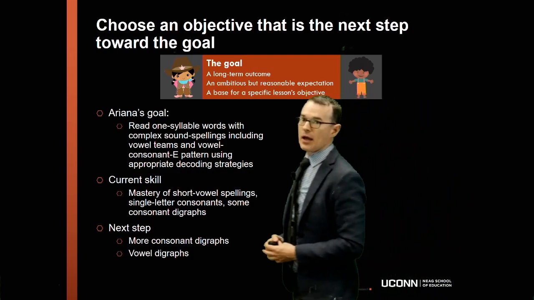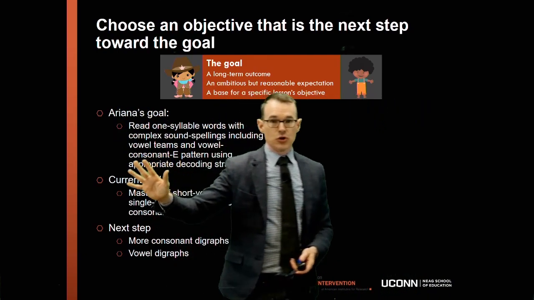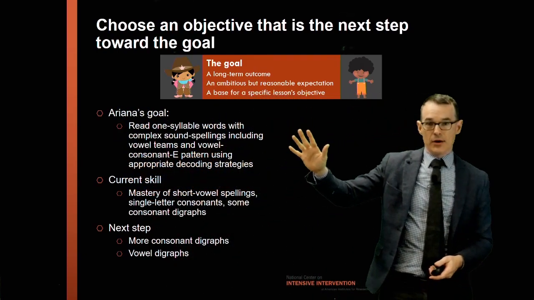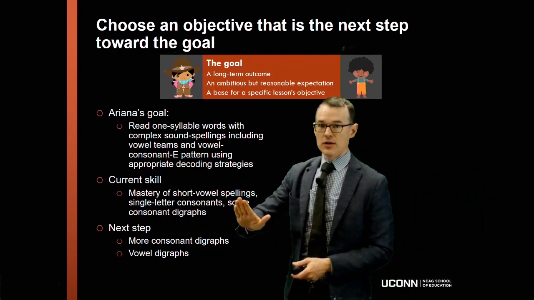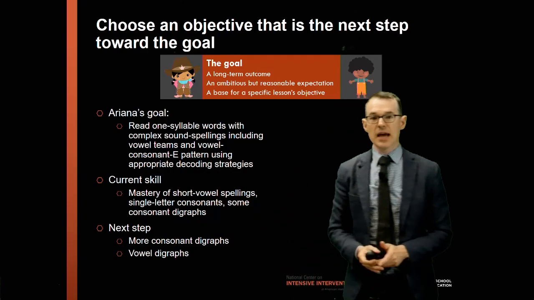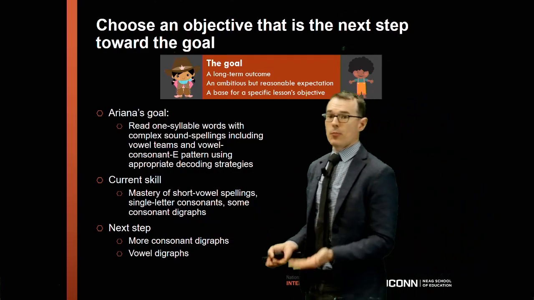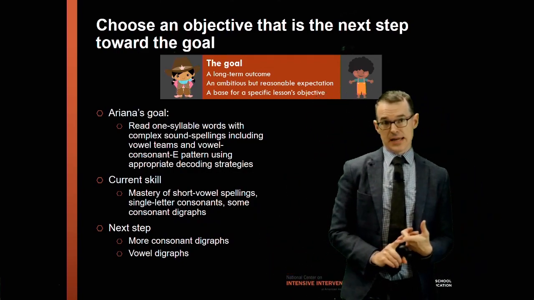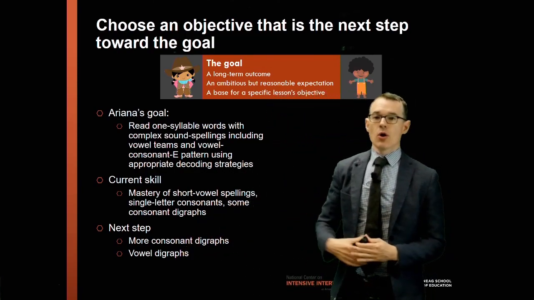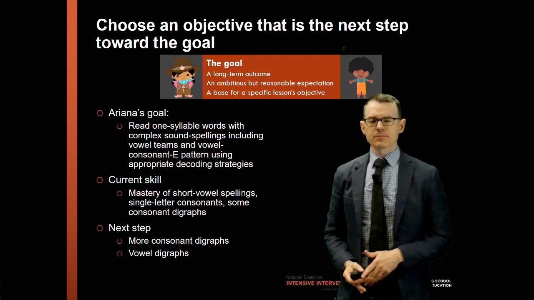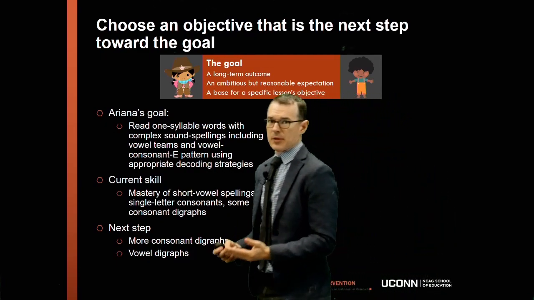So for Ariana, her goal, as we already said, was to read the one-syllable words with the patterns. Currently, based on her assessments, she's mastered short vowel spelling, single-letter consonants, and consonant digraphs. So the next step for her would appropriately be to either continue with consonant digraphs, because she knows some but not all, and we would know which ones those were, or to move now to vowel digraphs. I'm going to say vowel digraphs might be appropriate.